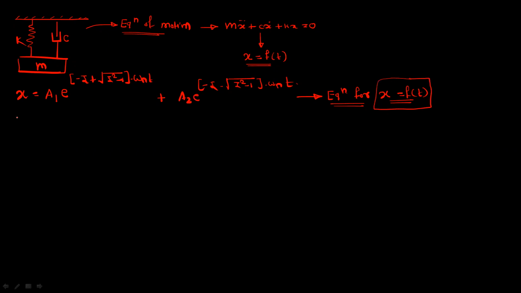Okay, so if you observe this equation, then this right hand side, it is the variable term in the time. Okay, so we can write this equation as a f of t. So if you change the value of time, then we will get the different value of the position x for the mass. Okay.